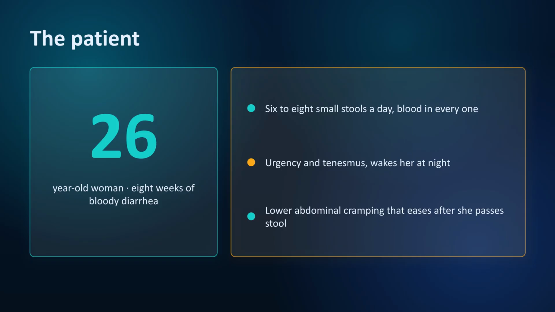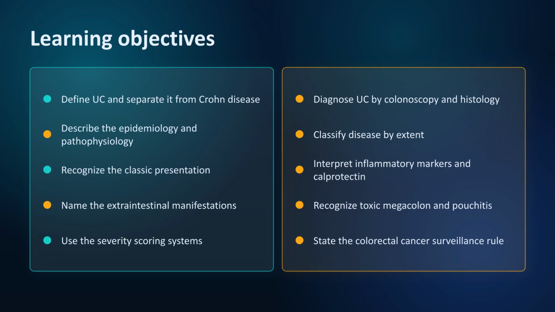She has lost 4 kilograms without trying, and she is otherwise a healthy young woman with no significant past medical history. She has never been hospitalized. Here is what you should take away today. First, define ulcerative colitis and separate it cleanly from Crohn disease. Describe the epidemiology and the pathophysiology, and recognize the classic presentation.